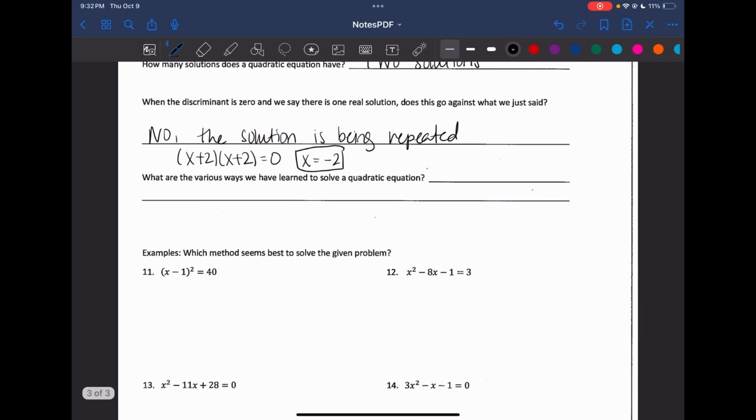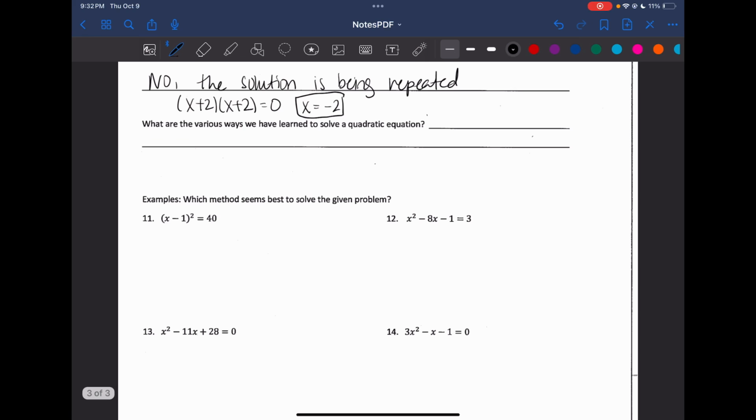So let's talk about all the various ways we've tried to solve quadratic equations so far. If you can remember back to our first days of this unit, we learned how to factor. And with factoring, there were so many different methods that we talked about, right? We talked about AC method, dots, GCF, and grouping. After factoring, we learned how to complete the square.